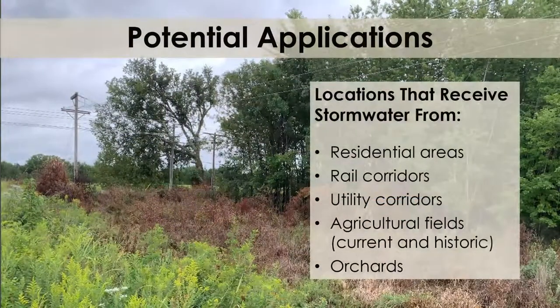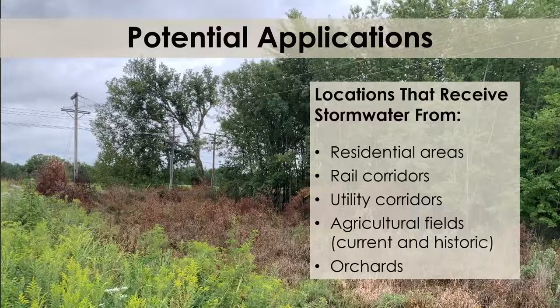So, pesticides. This photo I took a couple years ago in Rogers. That's a utility corridor. Usually in August it seems like a lot of the utility companies around here will just spray herbicide. Some herbicides break down pretty quickly, but others aren't so great. So we can use these species I'm about to go over in locations that receive storm water from residential areas. Keep in mind, a lot of people spray their yards, they're treating their house for termites, ants, all kinds of things. Rail corridors where the rail company might be spraying herbicide to keep that corridor open, utility corridors, current or historic agricultural fields.